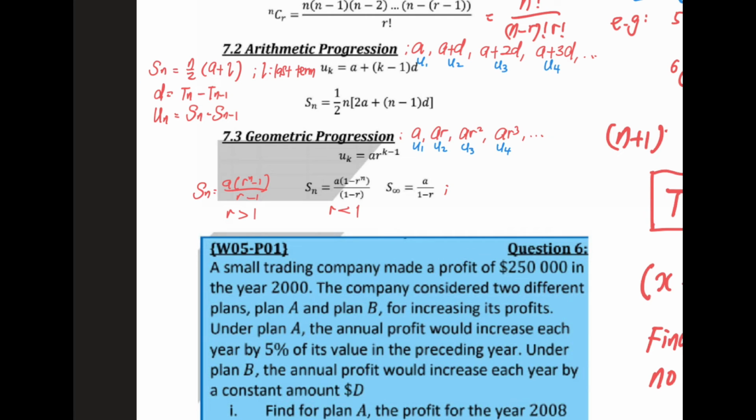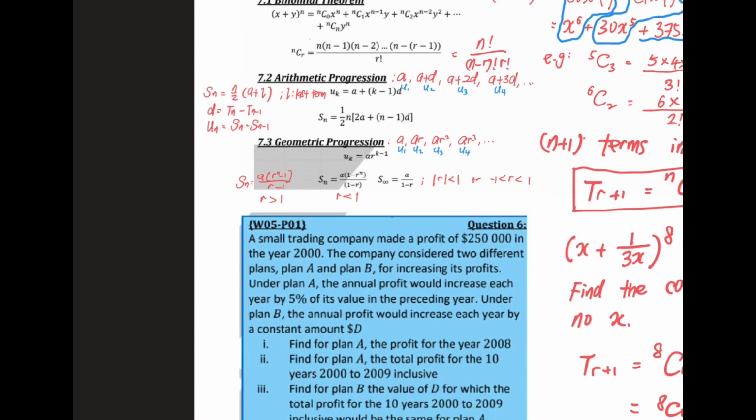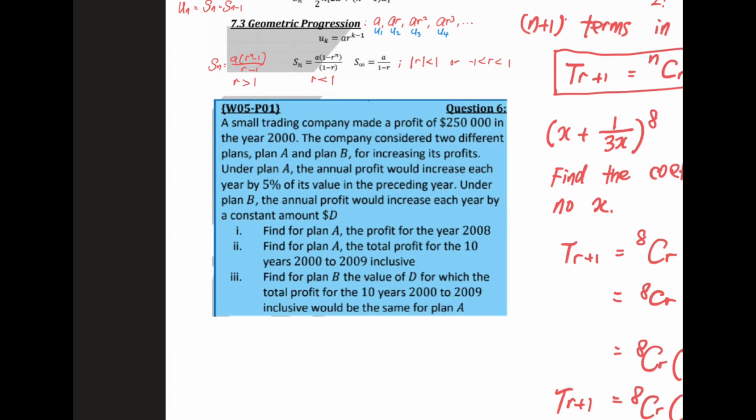when they fulfill this condition, modulus r less than 1, or when your r is in between minus 1 and 1, then you will have sum to infinity as a number. If they don't fulfill this, your sum to infinity is infinity straight away. So if they fulfill this, then it will have a number like this. So you can use this formula to find out the number. We call that limit. So let's see one example. Yeah, these questions.